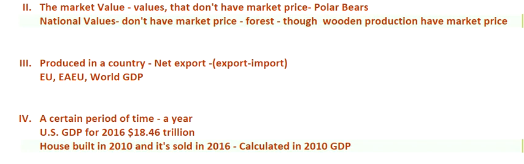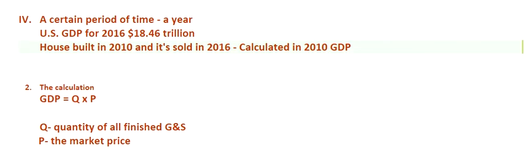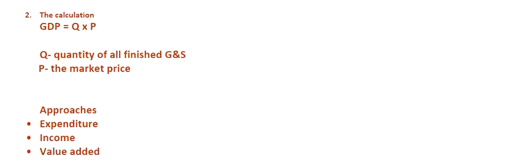So now we understand what does it mean gross domestic product, and we can move to the second question of our topic, which is the calculation of GDP. Here we are. The numerical way how GDP is calculated can be written by this formula. GDP is equal quantity of all finished goods and services multiplied with the market price. If you are interested in more details and approaches of calculation, please follow my next videos where I will explain the 3 ways of GDP calculation. 3 approaches, which are expenditure, income, and value added approach.